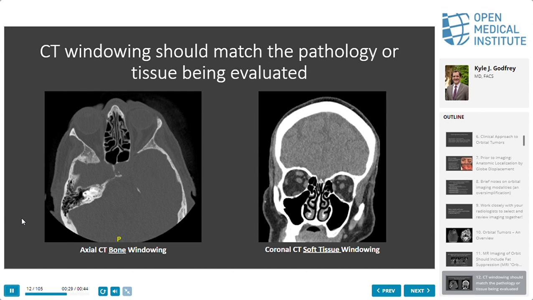Whereas here in this coronal image showing soft tissue windowing, you certainly have better imaging of the muscles, the optic nerve, the superior ophthalmic vein, but all of the bones are just this bright white, where you're really not going to be able to pick up on subtle findings within the bone. So it's important, of course, to look at the appropriate windowing as you're looking at these images.